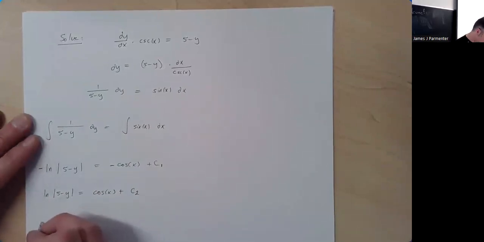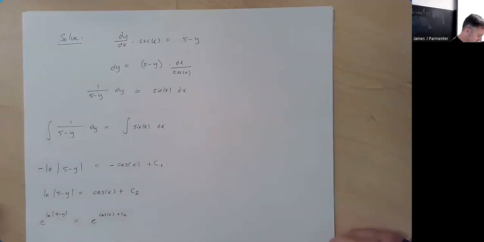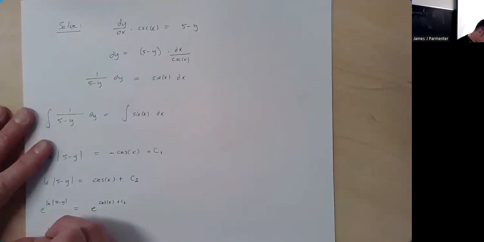E both sides, e to the natural log of the absolute value of 5 minus y is equal to e to the cosine of x plus c2. Get rid of or rewrite the left-hand side as just the absolute value of 5 minus y.